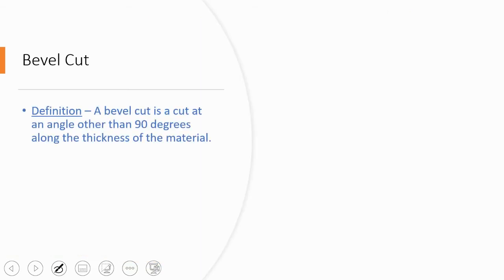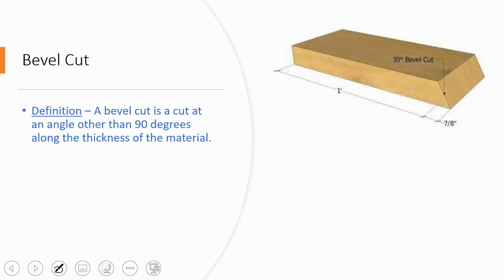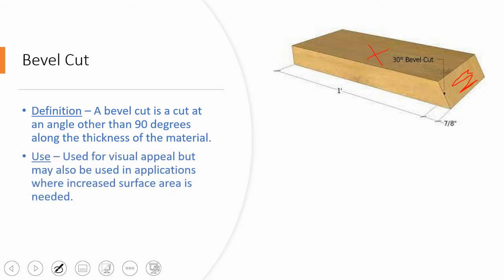A bevel cut. The definition of a bevel cut is a cut at an angle other than 90 degrees along the thickness of the material. So here you can see that the angle that we have here is just on this face right here. It is not on this face. Okay. Used for visual appeal, but may also be used in applications where increased surface area is needed.